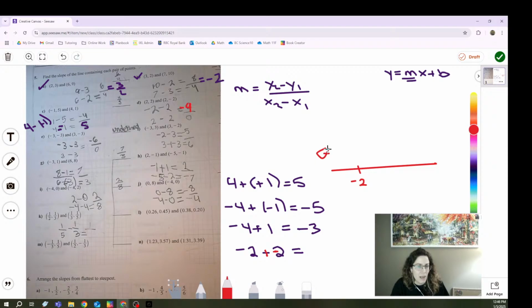Okay, then you did 2 minus 2 is 0. Yes, minus 4 divided by 0. What is minus 4 divided by 0?